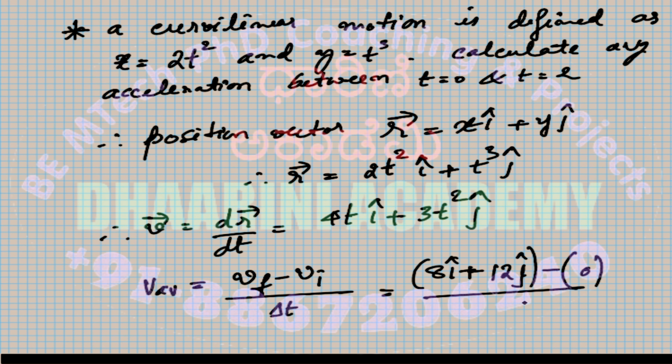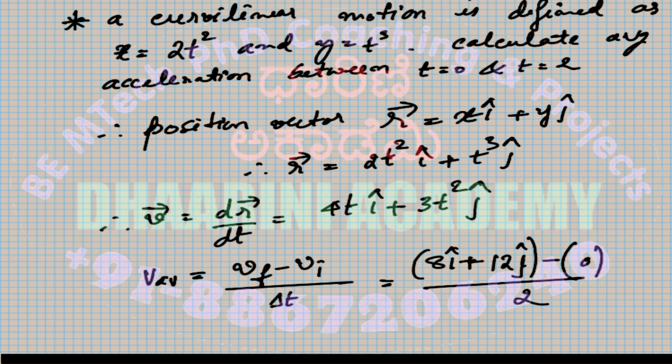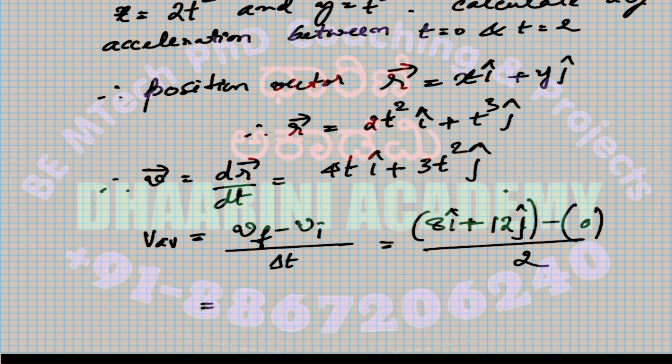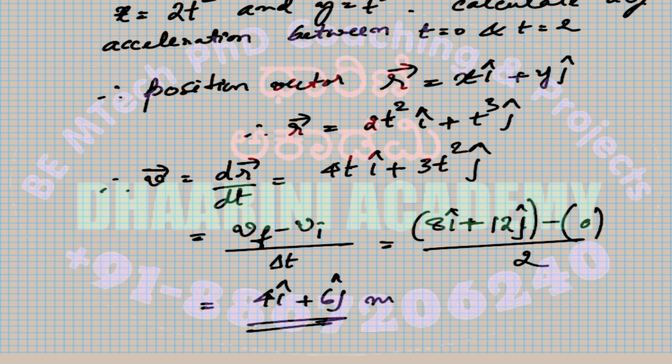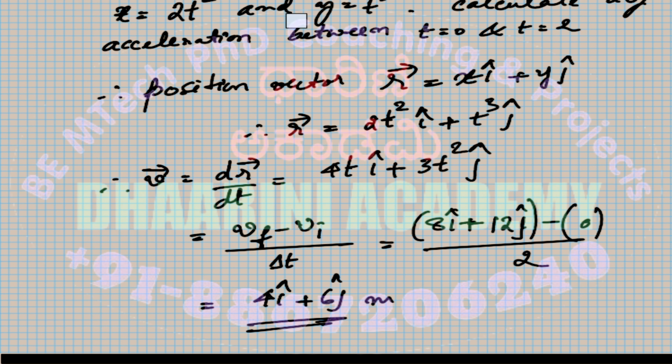So divided by the time is 2, time taken is 2 seconds. So the average velocity is equal to 8 by 2, so 4 i cap plus 6 j cap. It's velocity. So not velocity, sorry, it's acceleration. My mistake. Please correct this. This is average acceleration, a average, so meter per second square.